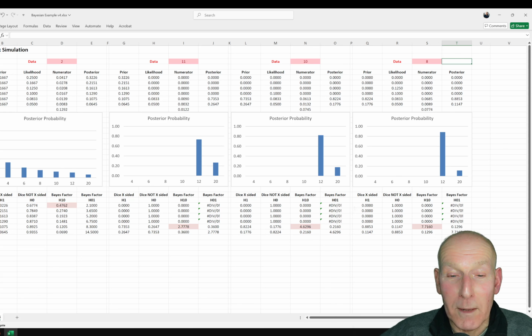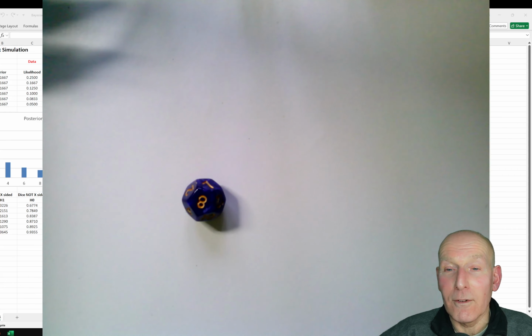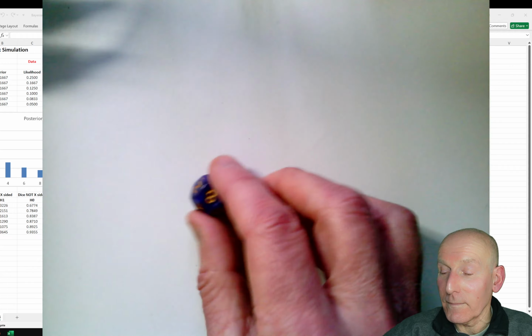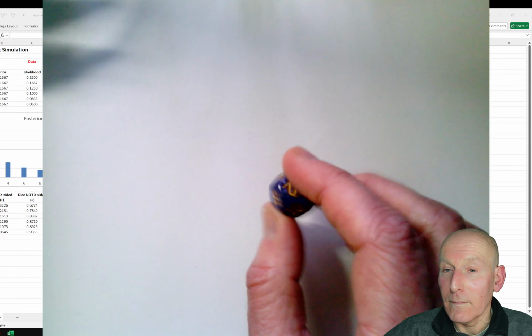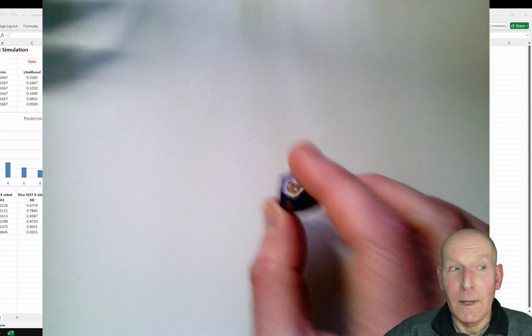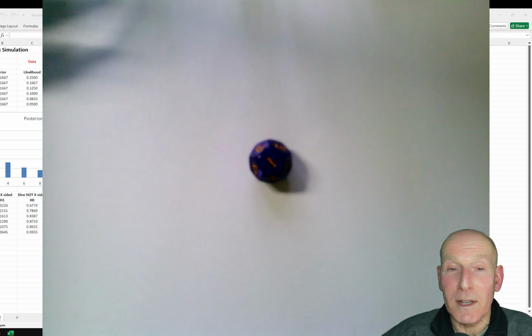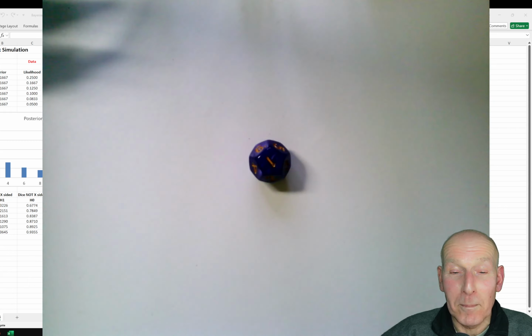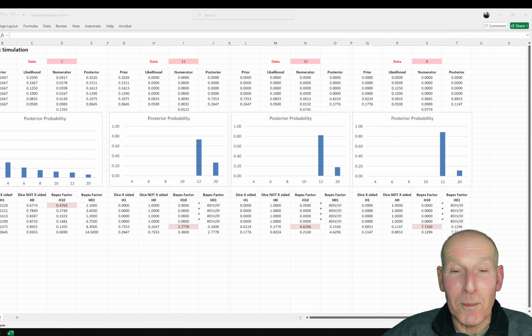And just to show that I'm not cheating, there is the dice that I've been rolling. And it is in fact the 12-sided dice. I'm quite glad that our experiment worked in practice.